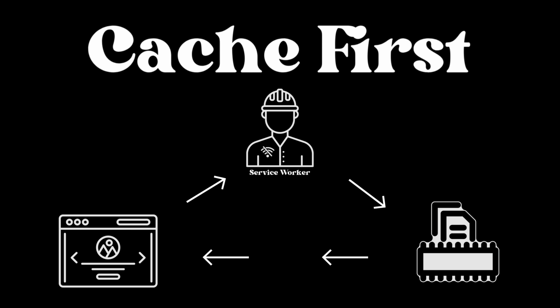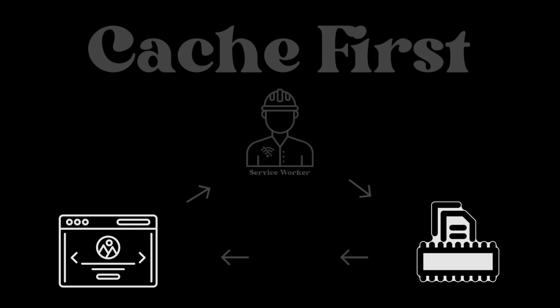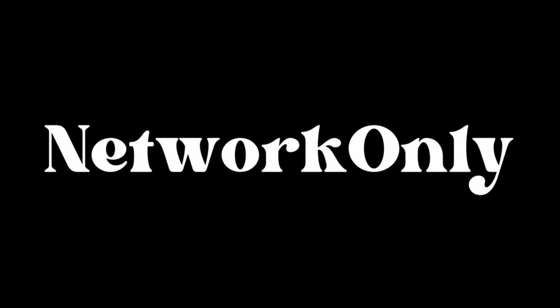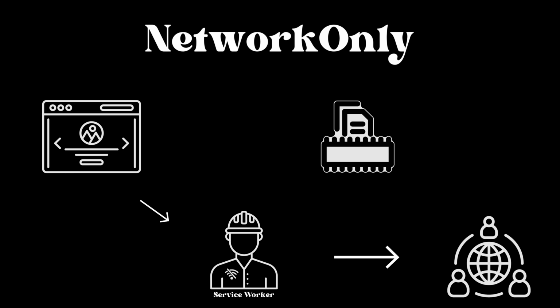This approach is ideal for assets that don't change often, like CSS or images, build files, etc. Number 2, network only. This approach always fetches the resource from the network, bypassing the cache entirely. It's useful for requests where up-to-date information is crucial, such as submitting form data.